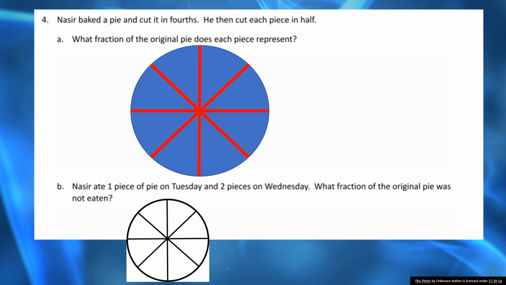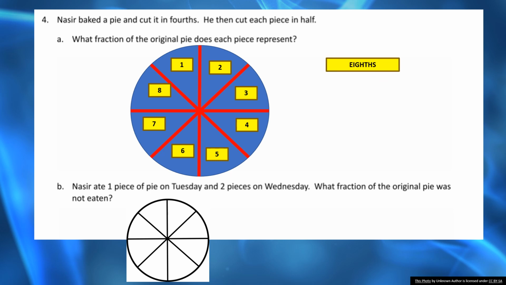Okay, now let's look at A. A says, what fraction of the original pie does each piece represent? Well, first of all, we need to know how many pieces we have. So let's count the pieces. 1, 2, 3, 4, 5, 6, 7, 8. So since we have 8 pieces, that means that this pie is cut into eighths.